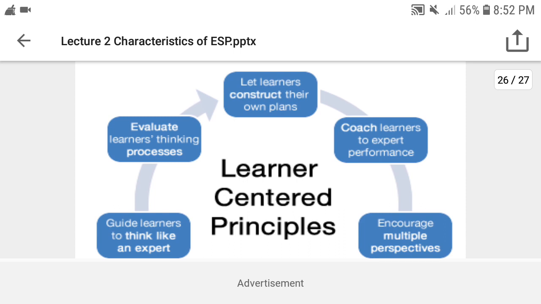Evaluate learners' thinking processes. So that is all about lecture 2, about the characteristics of ESP.